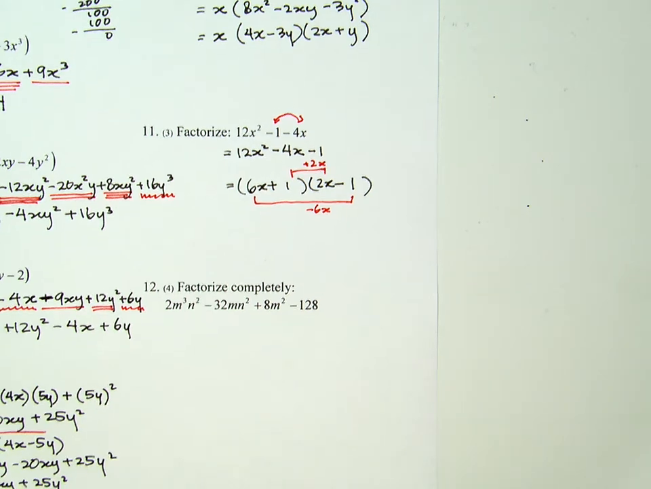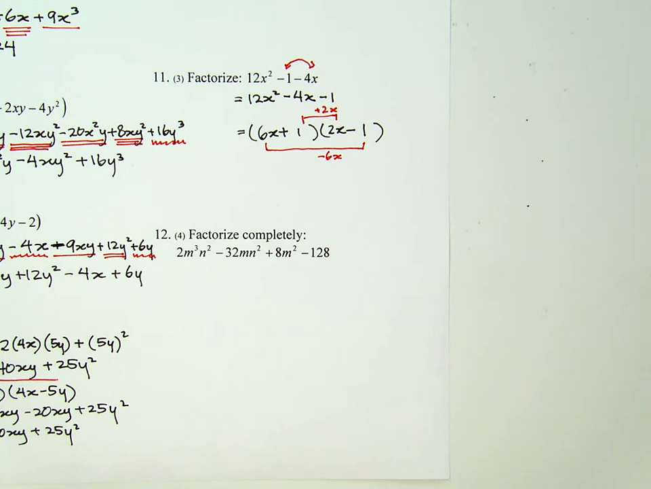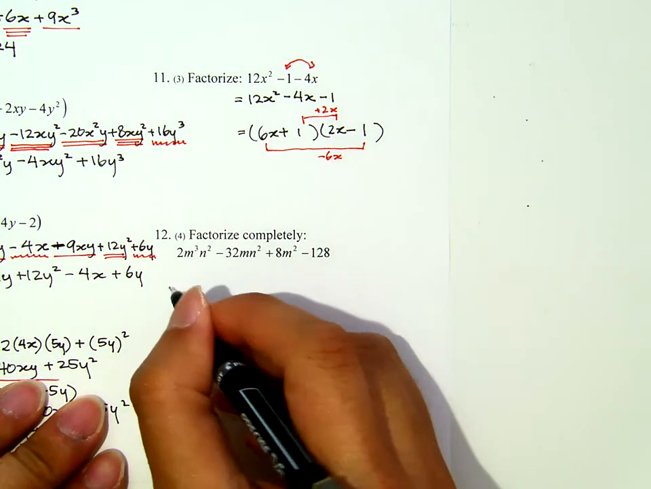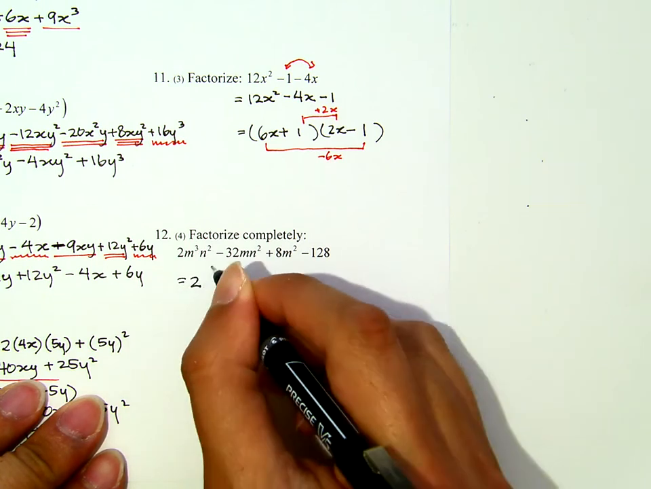Number 12. Factorize completely this long expression. You see that we have 4 terms here, so we suspect that we will need to use the grouping method. However, before we do the grouping method, you always need to check if you have a common factor. And yes, we have a common factor 2 here. Let me take the 2 out first.